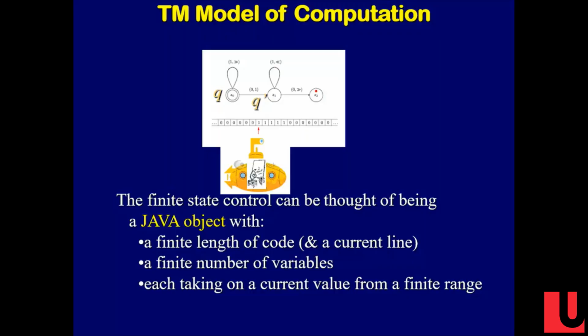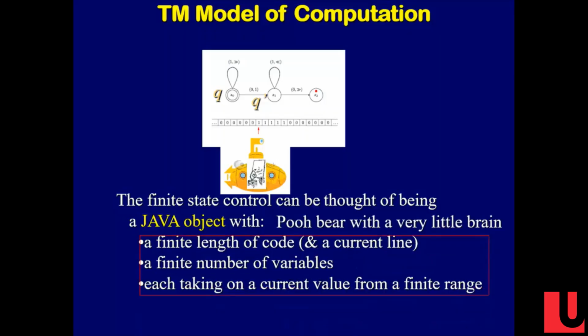Every variable has a finite range, right? It can remember a bounded variable, a bounded integer. And that's all this has to do with the delta function. That's the state I'm in.